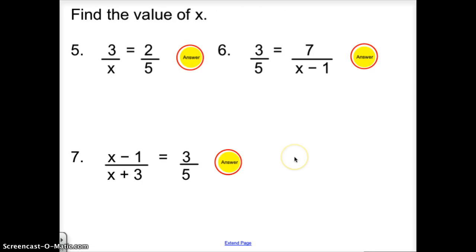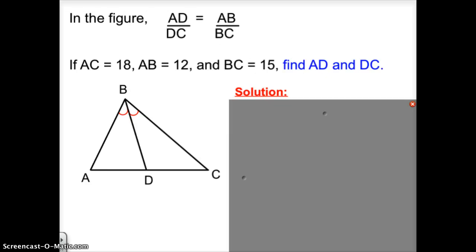The next example is example 3. Try not to look at your sheet and answer for x as you would use the means extremes property and some algebra in order to solve for x. The answer for x in number 5 would be 7.5. The answer for number 6 is 12 2/3. And the answer for number 7 is 7. Hit pause and answer questions 8 through 17 now on your sheet.